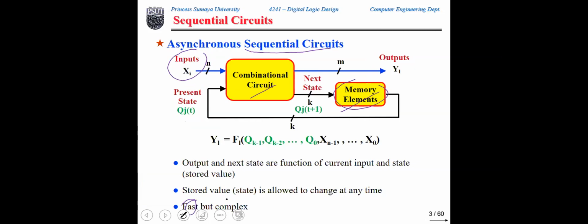However, they are complex to design. They are not easy to design. In order to design a counter, the counter that we discussed before, based on the asynchronous convention, it will be hard to design when compared to using the other type of sequential logic circuits.